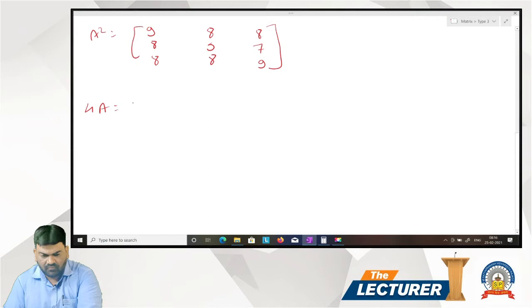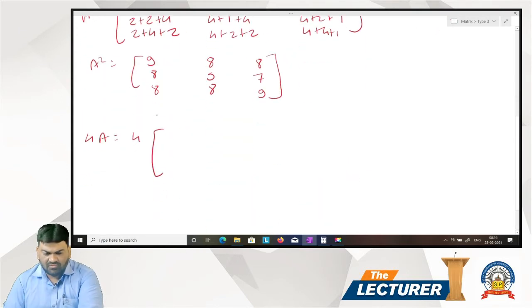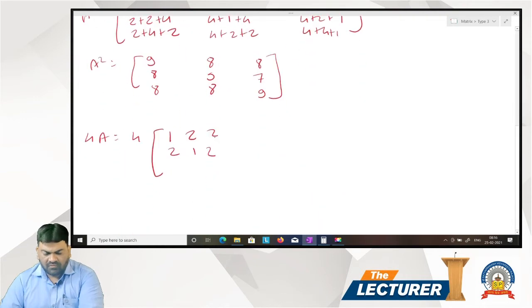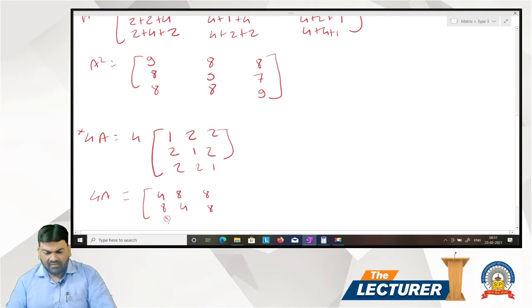4A is 4 multiplied by A: 1 2 2, 2 1 2, 2 2 1. We multiply 4 directly with all elements, that is our 4A. So 4 8 8, 8 4 8, 8 8 4.